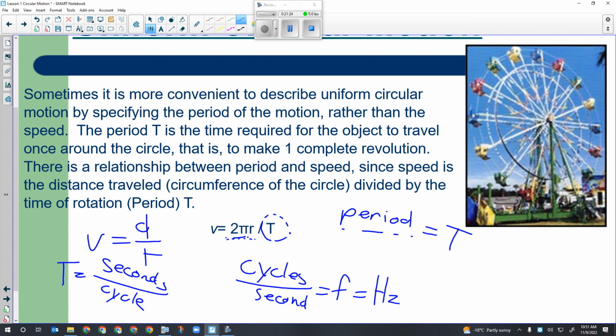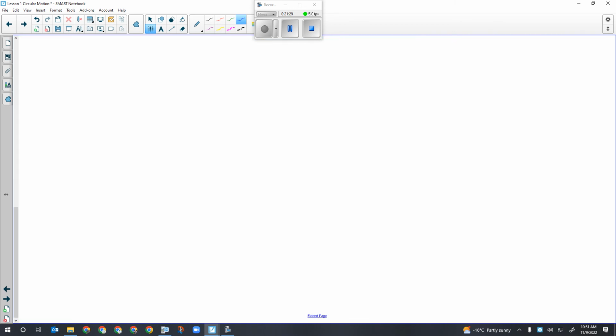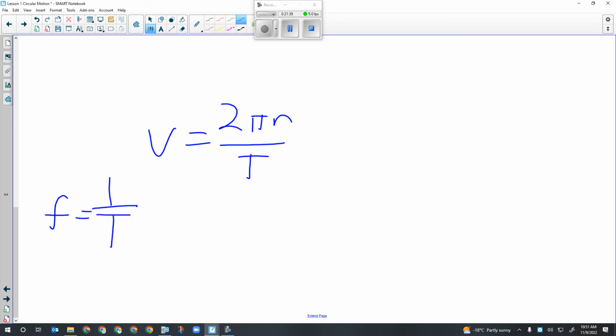It is the inverse of period. So if I had this formula here, and frequency is the inverse of period, how could I write that formula to include frequency instead of period? T divided by 2 pi r. Nope, so I don't have T in there. How would I substitute f in? 2 pi r f.